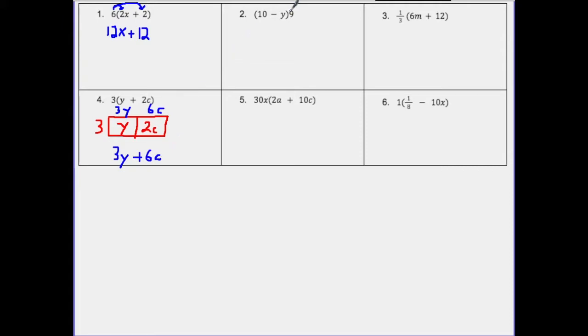All right. Next one, remember this 9 is outside the parentheses, so this is what you're going to multiply by. 9 times 10 is 90. 9 times negative y is negative 9y, because it's like there's a negative 1 in front of that y.